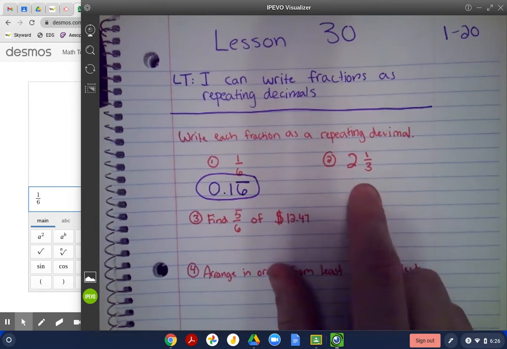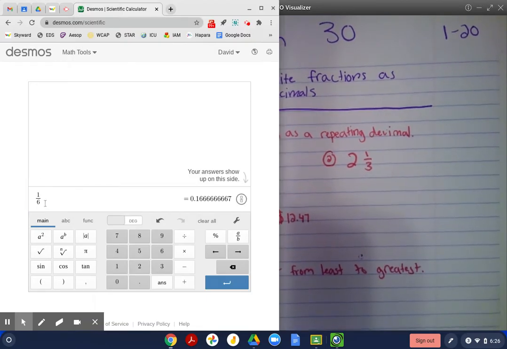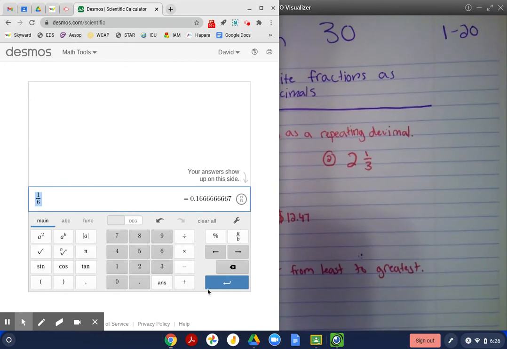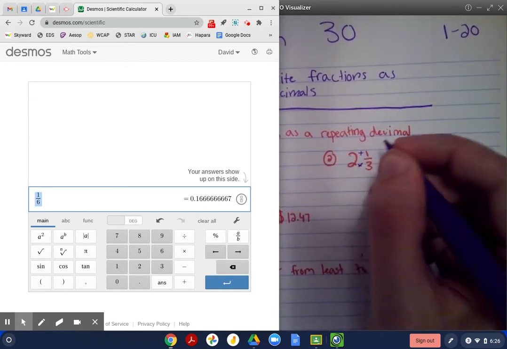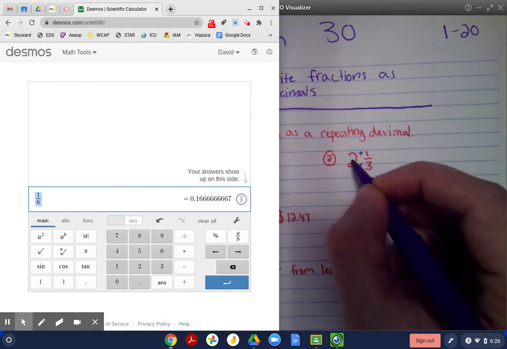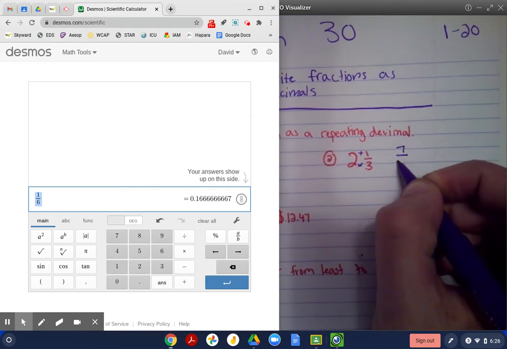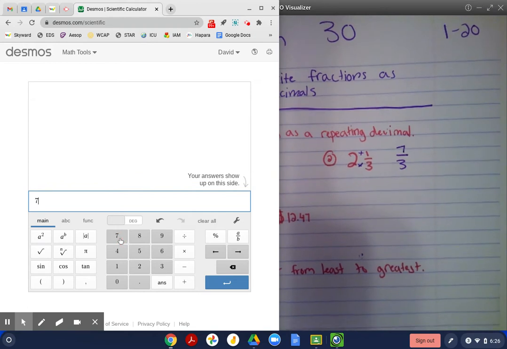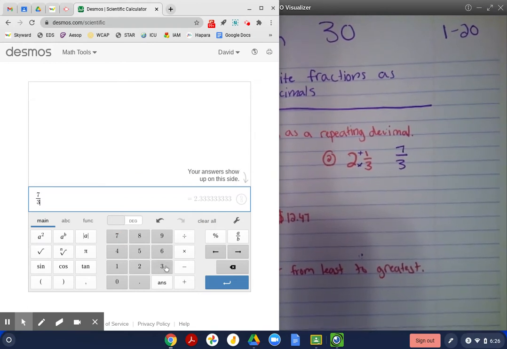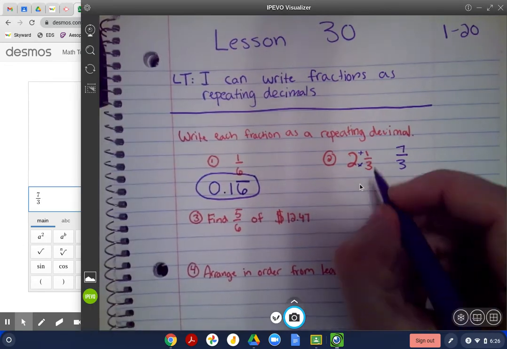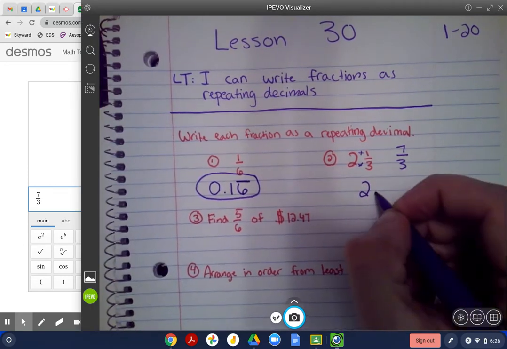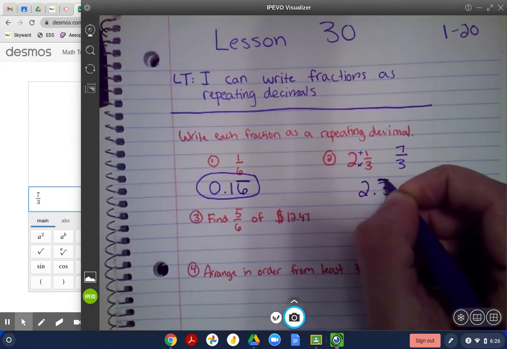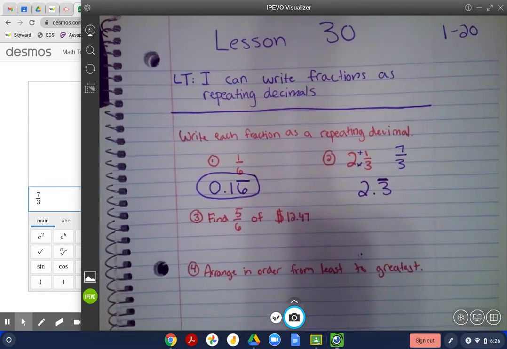Same thing over here. We got 2 1/3. We got two ways we could do this. We know we can multiply on the bottom and add on the top. That would be 3 times 2, which is 6, plus 1 would be 7/3. We can go 7 divided by 3, which is 2.33333333, and that would be 2 and the 3 with the bar above it.